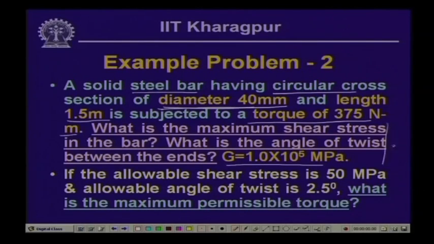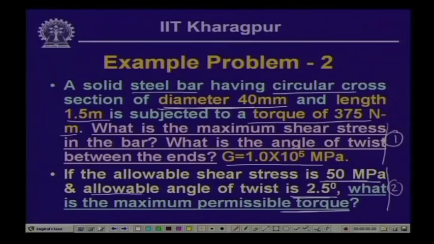This is the first part, part 1, and in the second part, if the allowable shear stress is limited to 50 MPa and allowable angle of twist is 2.5 degree, then what is the maximum permissible torque? Now, in the second part, you note that two aspects are defined. One is that the stress is limited to 50 MPa and the angle of twist also is defined as 2.5 degree. So, constraints have been put on both sides. So, you will have to calculate the twisting moment considering that the maximum stress is 50 MPa. Also, you will have to calculate the twisting moment considering that the angle of twist cannot exceed 2.5 degree. Now, based on these two, whichever is critical, that means the minimum of these will be the guiding twisting moment. Beyond that, if you go, then one of them will fail.